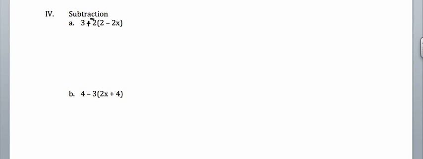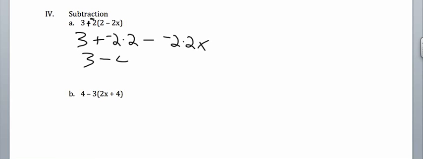Okay, so if you think about it as plus negative 2, really what you should be doing is distributing a negative 2. My 3 stays the same, and then I get plus negative 2 times 2, or just, if you prefer, minus 2. And then I get minus negative 2 times 2x. I distributed that negative 2 to both of those terms. Here I'm going to get a minus 4, plus negative 4 is the same thing as minus 4. And over here I'm going to get a plus 4x.